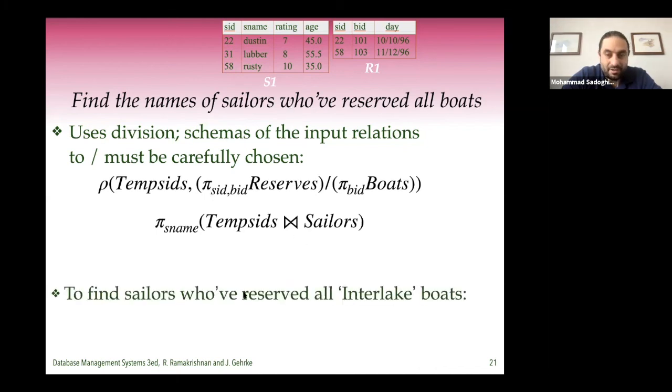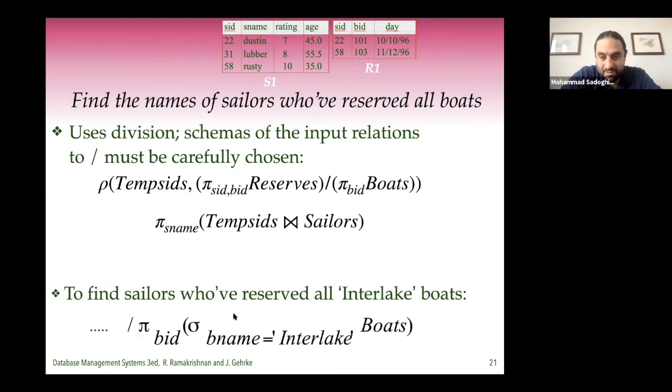And if you want a specific type of boat, the sailors who reserve a particular type of boat, then in the initial boat relation, we can constrain it. So say, for example, they only reserve Interlake type of boats. Or find the sailors who reserve all red boats, or find the sailors who reserve all Interlake boats. You can push down that predicate into the boat relation.